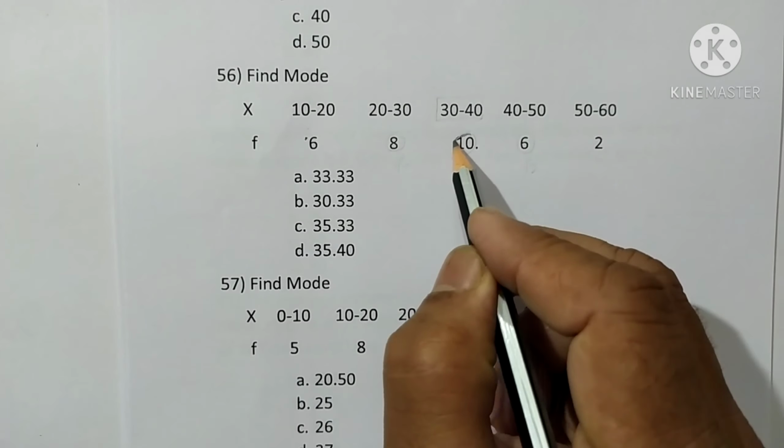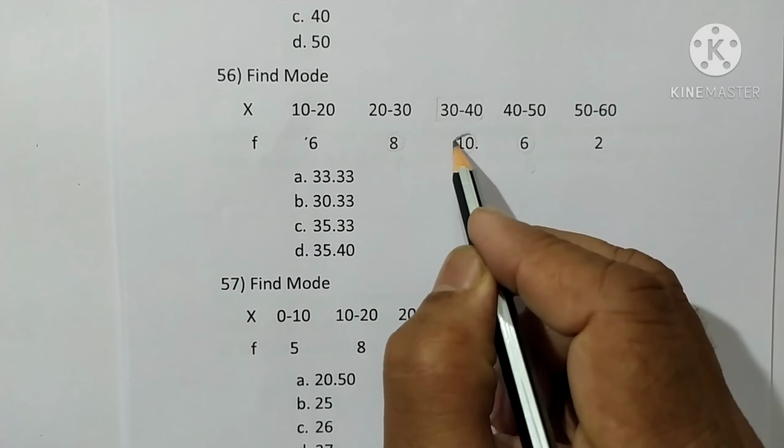We check the answers. 30 plus F1 is 10 minus 8, divided by 2 into 10 minus 8 minus 6, into class interval which is 10. Now find the answer. 30 plus 2 into 10 is 20. Here 20 minus 14 is 6. 30 plus 3.3 means 33.3 is the answer. Here option A is correct.